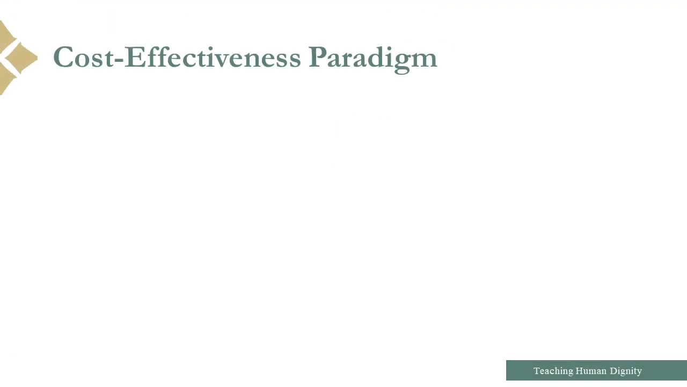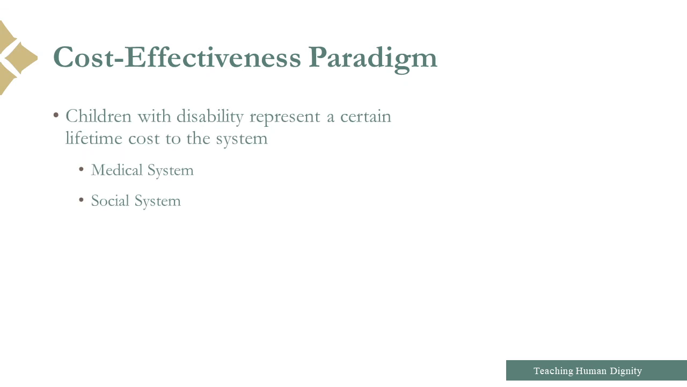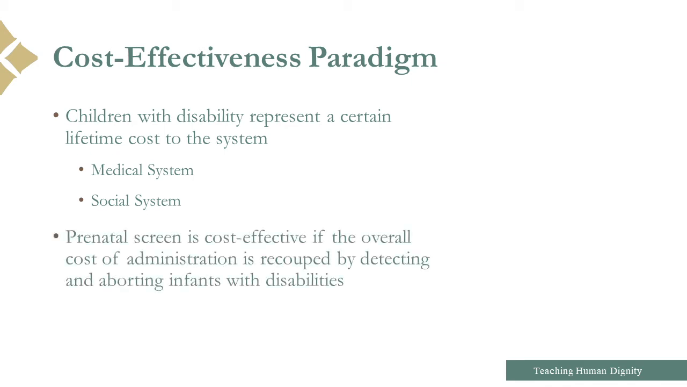Let me lay out the paradigm of the cost-effectiveness research in prenatal screening and look at what exactly this kind of research entails. The basic premise is that children with a disability represent a certain lifetime cost to the whole system, to the medical system in general, but also to our social system. A prenatal screen is cost-effective if the overall cost of administering the screening program is recouped by detecting and aborting infants with disabilities.